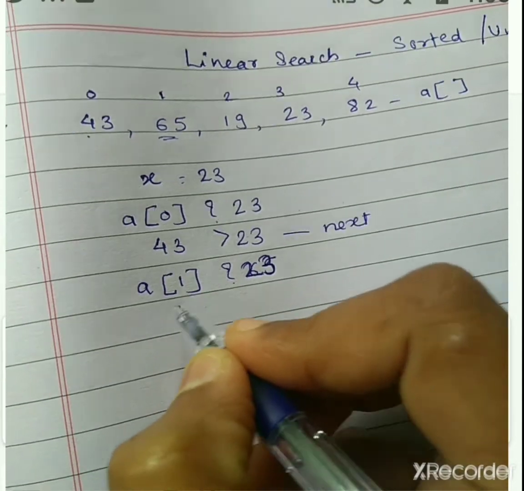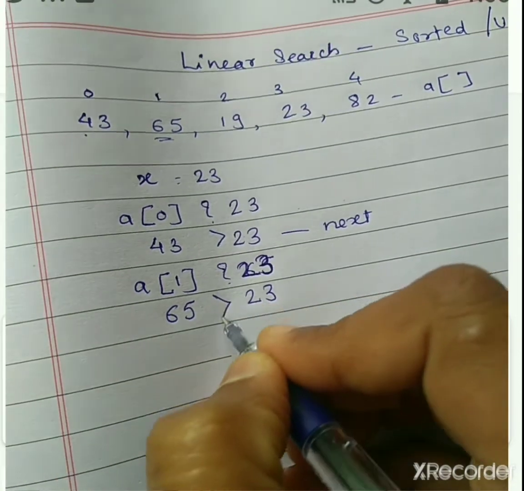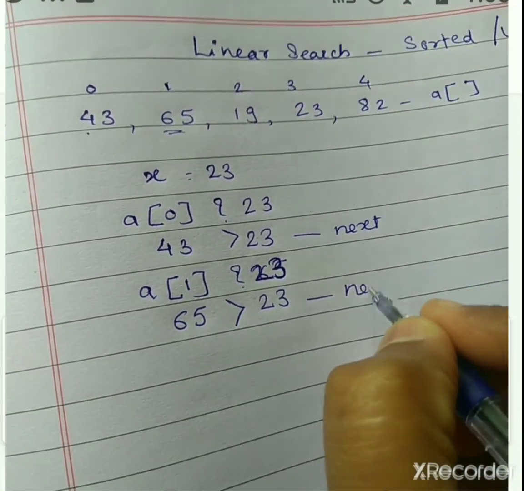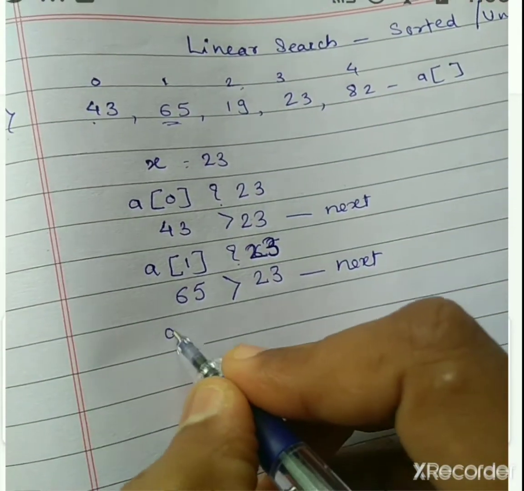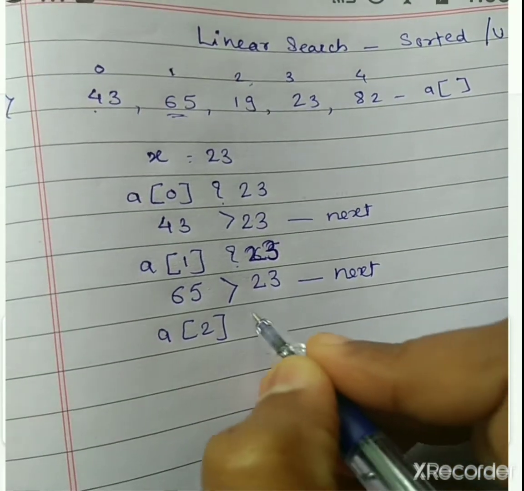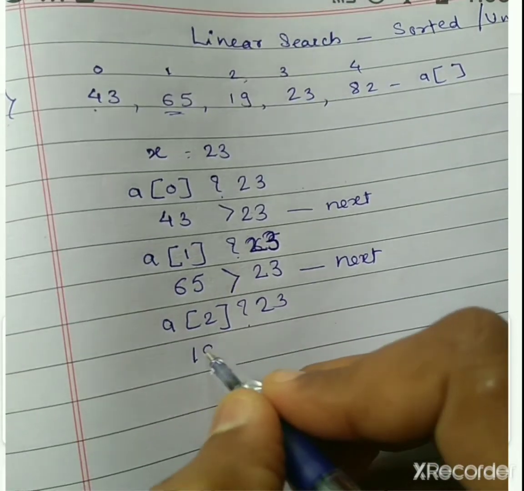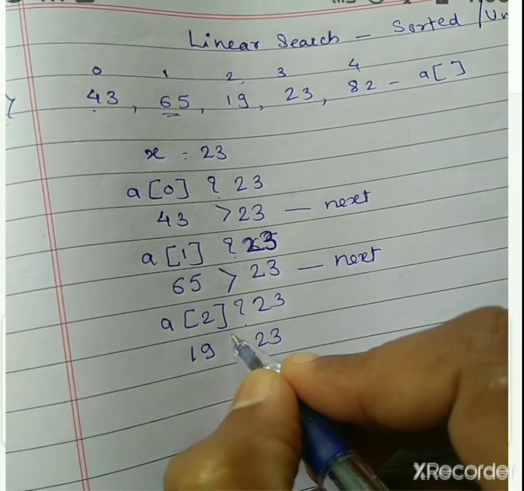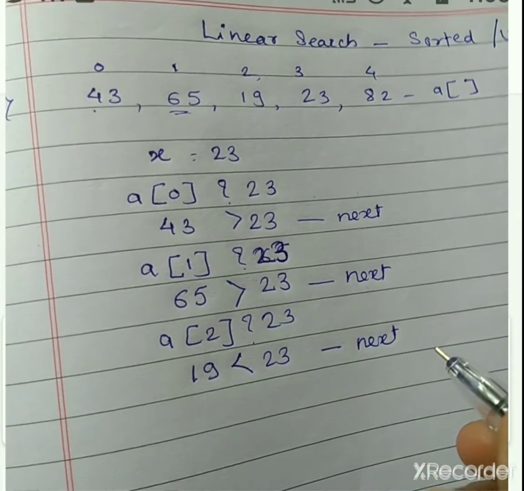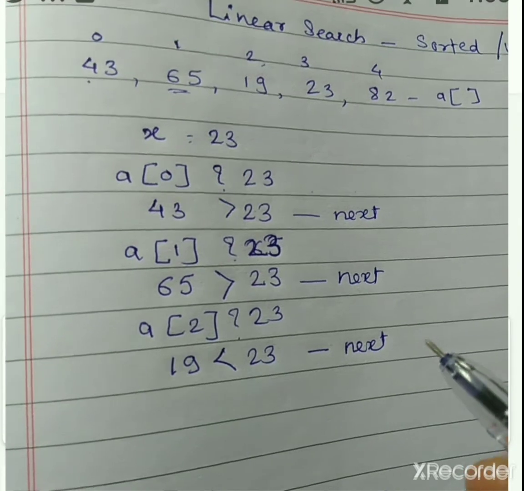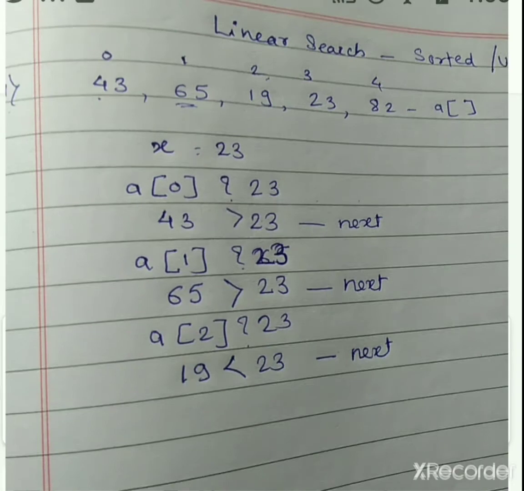A of 1 is 65. We compare it with the number 23. It is greater than 23, so we move to the next element. The next position is 2. Again we compare A of 2 with the element 23. Here A of 2 is 19. We compare it with 23. It is less than 23, so again we go to the next element. We have to search every element until we find that element, or up to the end of the list, in the same way.